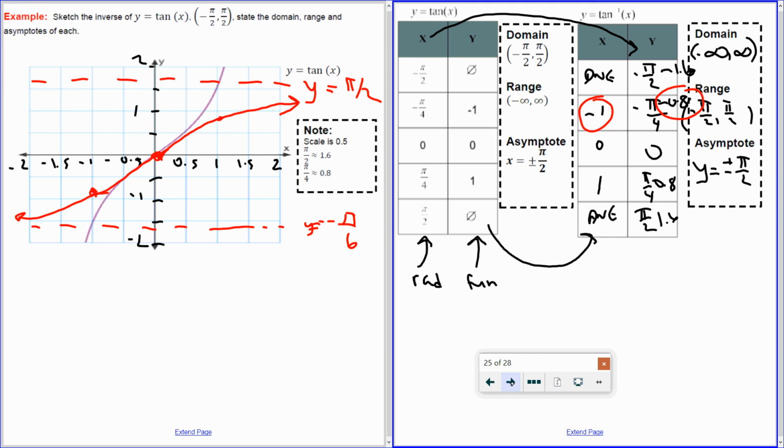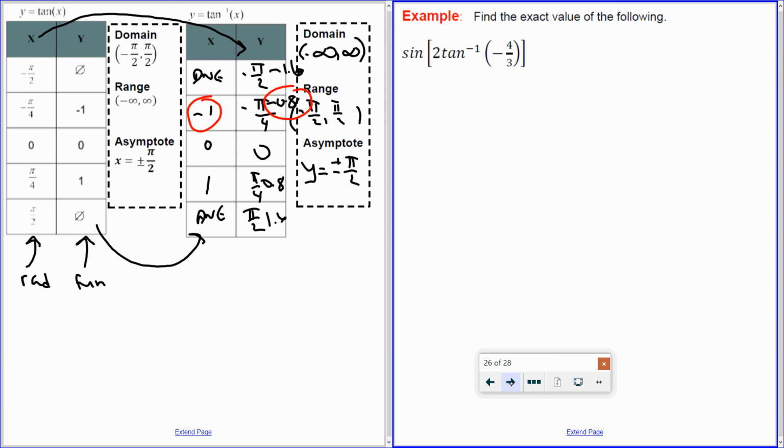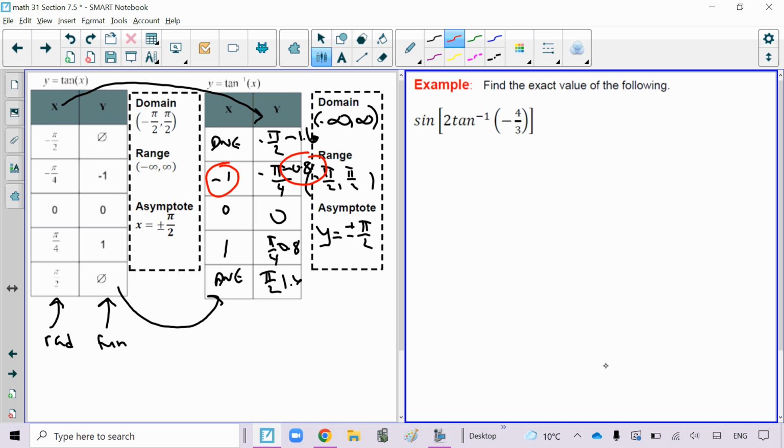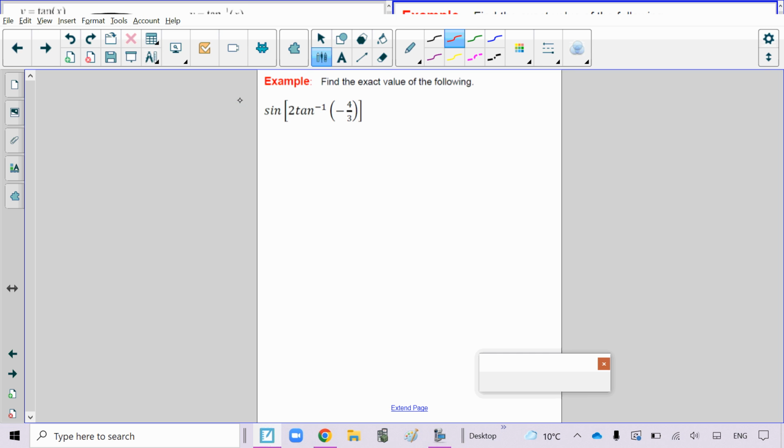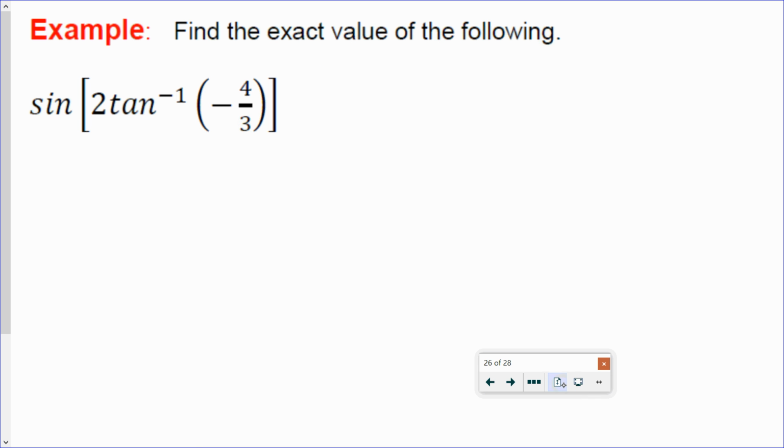Okay, so now that we've done that, we can go ahead and just do some questions. So I'll just put it back to a one-page review display. There we go, so that I can write bigger. Okay, perfect. Okay, so let's do some examples.